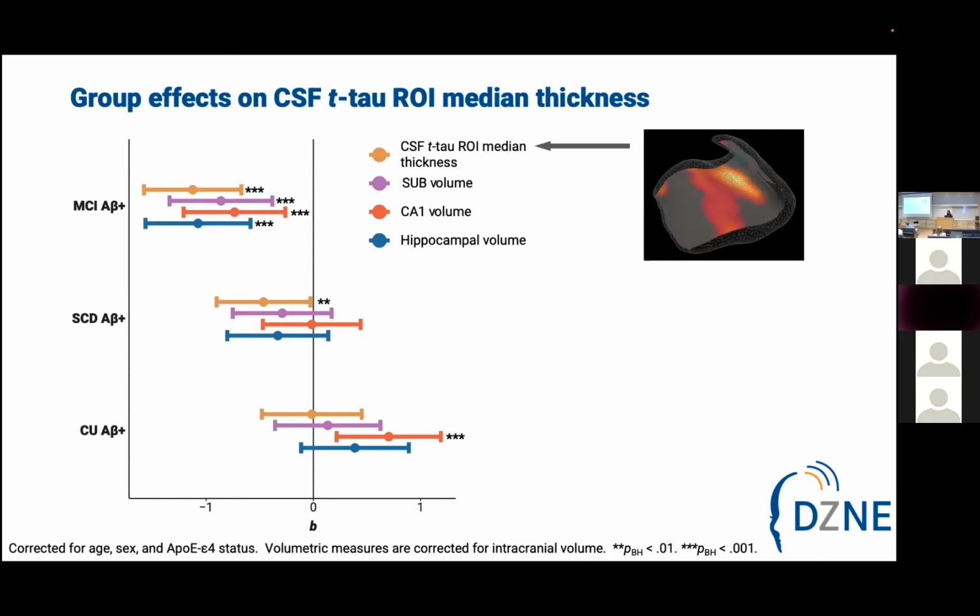Next question we wanted to answer was, does median thickness in this specific region differ between clinical groups and healthy controls? So I'll walk you through this slide. So we calculated median thickness in this specific region. We also calculated subiculum, CA1, and whole hippocampal volume. And then we just did very basic group comparisons.